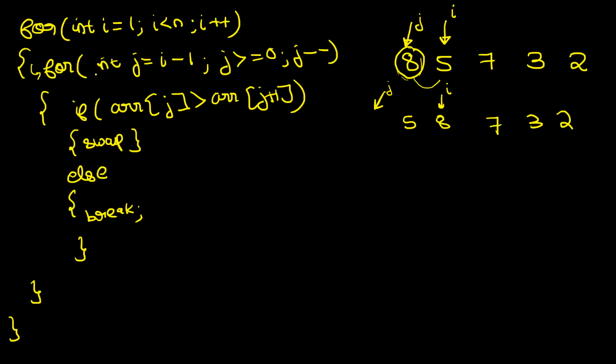Now what will happen? 5 is i. 5 is i, but is 5 not j plus 1 also?